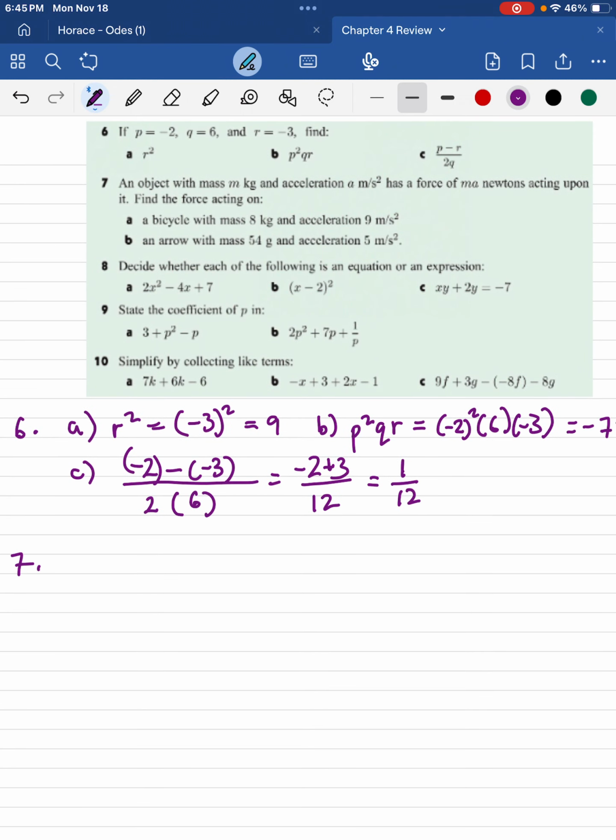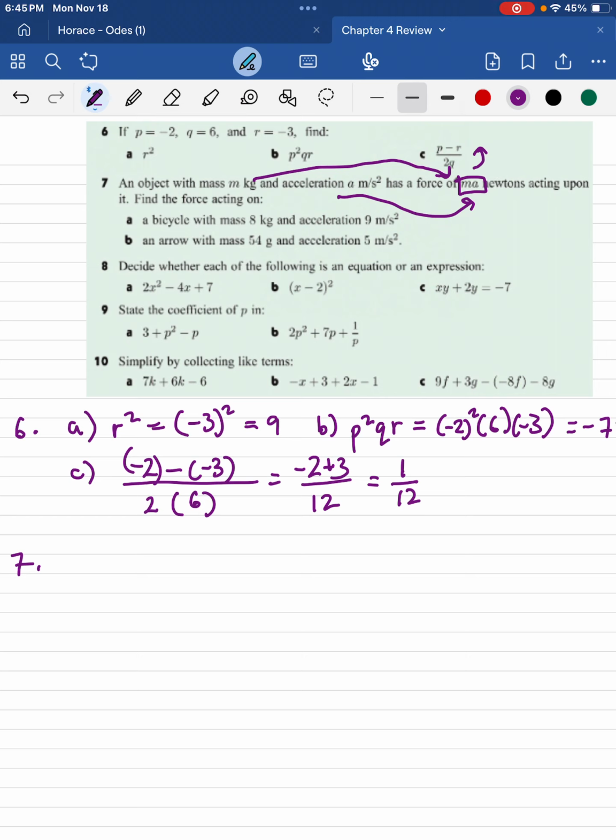Number 7. An object with a mass of m kilograms and acceleration of a has a force of ma newtons acting upon it. So just like this previous problem, I have an equation that I can use. It's kind of hard to find, but it's right here. It tells me that m is going to be equal to mass, and a is going to be equal to acceleration. So I should make sure that I keep track of those in the problem and work with them. Whatever mass is, whatever acceleration is, I just got to multiply them together. Okay, find the force acting on.